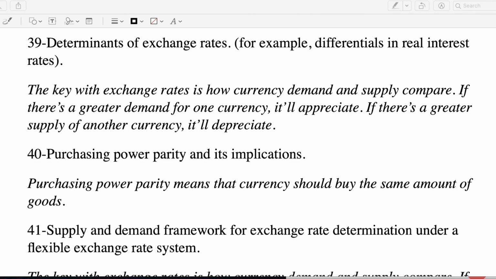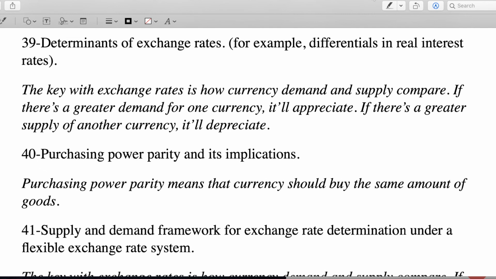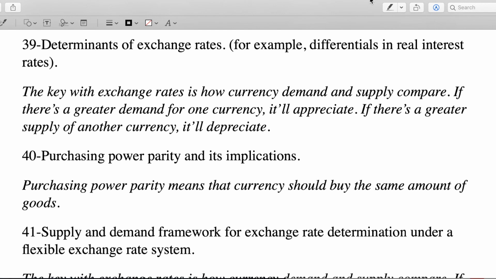Determinants of exchange rates. So with exchange rates, the really big key is how currency demand and currency supply compare. If there's greater demand for one currency, it'll appreciate. If there's greater supply of another currency, it'll depreciate relative to the other, either demand relative to supply or supply relative to demand.